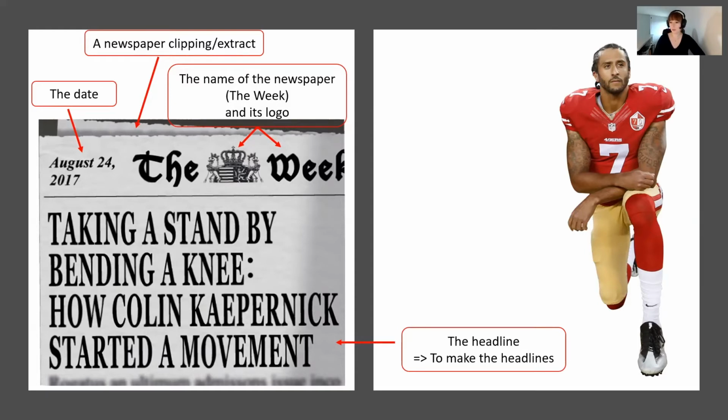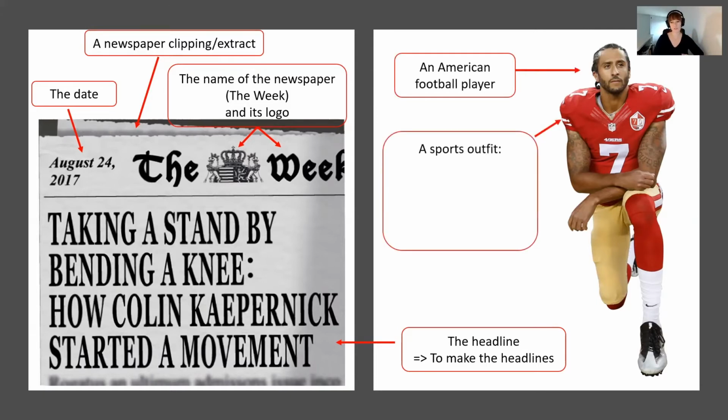Let's move to the second document. You can see that it is a football player, more specifically an American football player. He is wearing a full sports outfit. Outfit, une tenue. A full sports outfit. He has shoulder pads. He has a jersey. He's wearing a pair of leggings, a pair of socks, and a pair of trainers or a pair of cleats.